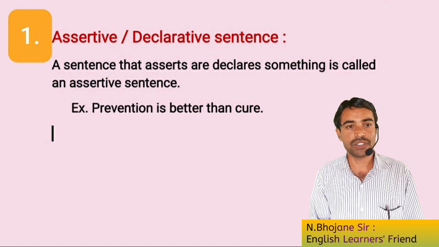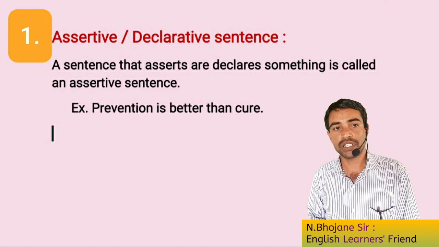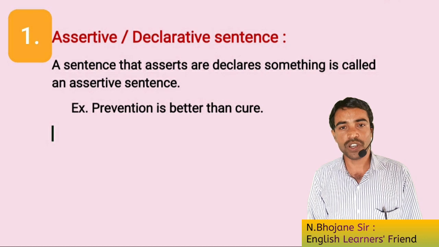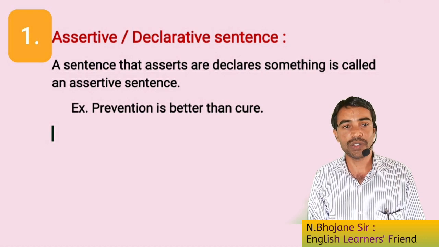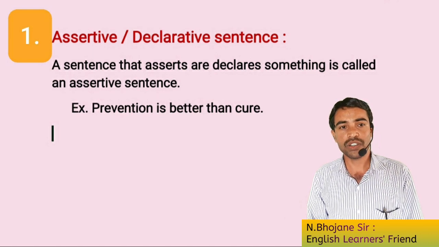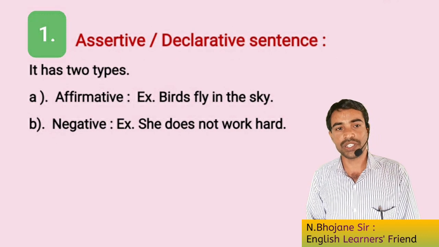Assertive sentences. Assertive sentence is also called declarative sentence. A sentence that asserts or declares something is called an assertive sentence. For example, prevention is better than cure. There are two types of assertive sentences: affirmative and negative sentences.